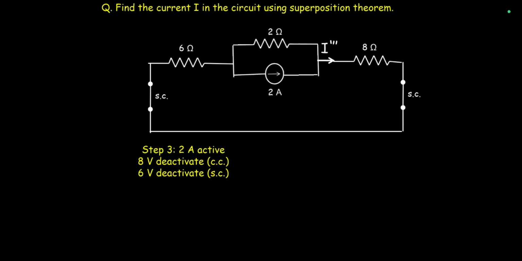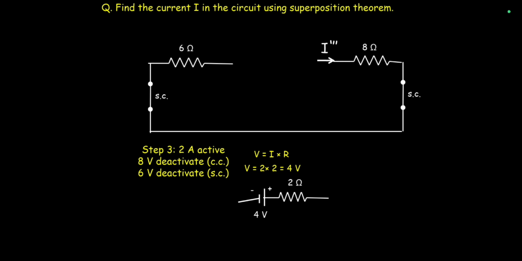So let us convert this practical current source into its equivalent practical voltage source. The value of the voltage source will be V equals IR. So 2 into 2. The equivalent voltage will be 4 volt, and the internal resistance will be this 2 ohm only. So this is the equivalent practical voltage source of the given current source: 4 volt, and in series the internal resistance of 2 ohm. We can replace this current source by this voltage source. So we are connecting this voltage source over here. Now the circuit is like this.